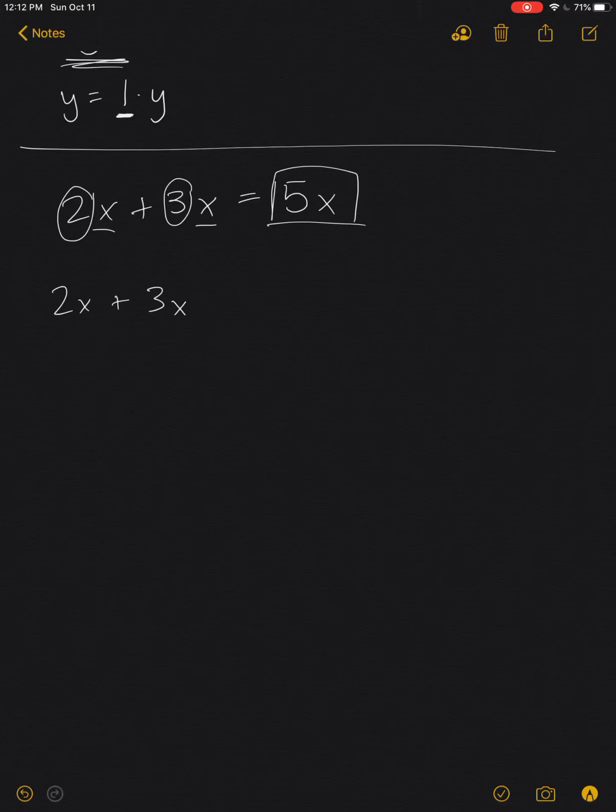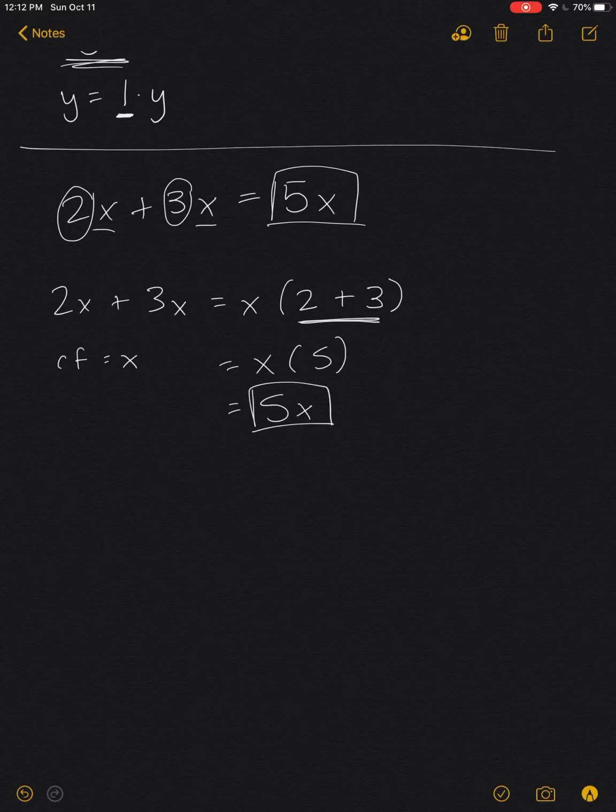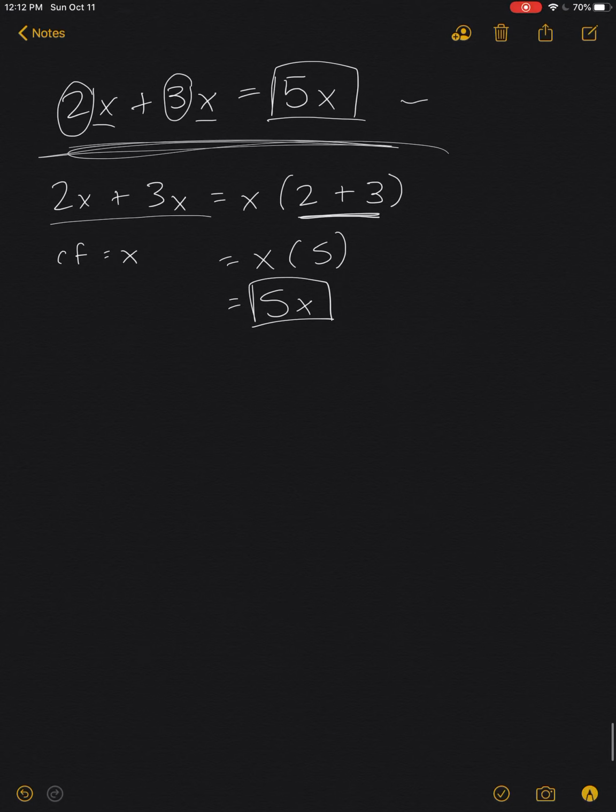Another way you can think about this is like common factors. 2x plus 3x, right? Their common factor, right, is x. X times 2 would give me 2x. X times 3 would give me 3x, right? And then if I did PEMDAS, I would be getting x times 2 plus 3 is 5. Commutative property, I can write in any order. I still get 5x, right? So the distribution way or the really simple like terms way.